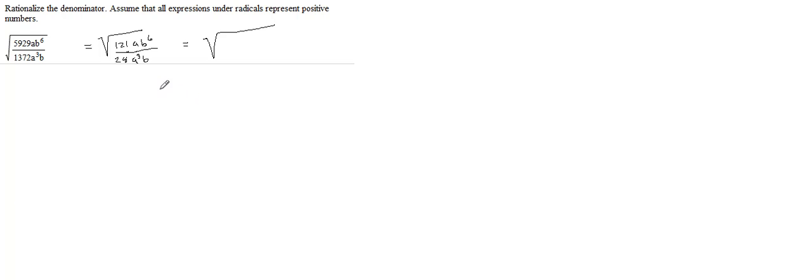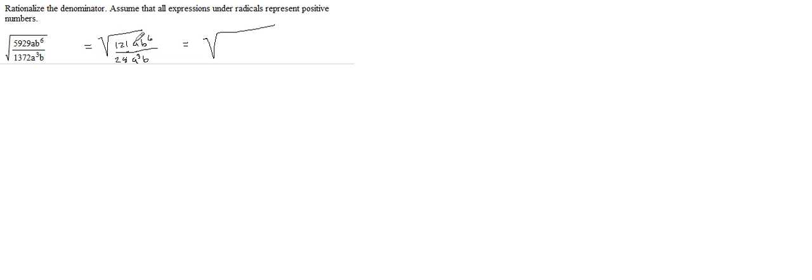Okay, so with this problem, it starts off with this big radical fraction. The first step I would do is to simplify the numerical part of the fraction. So 5,929 over 1,372. If you keep simplifying, you'll get to this, 121 over 28. Then the next part I would do is to look at the variables and simplify those.